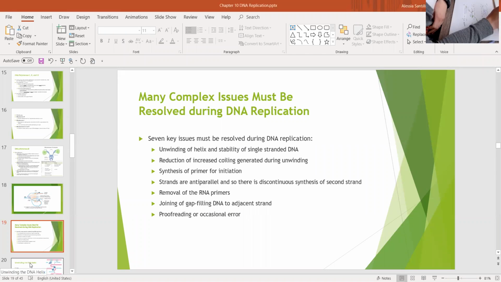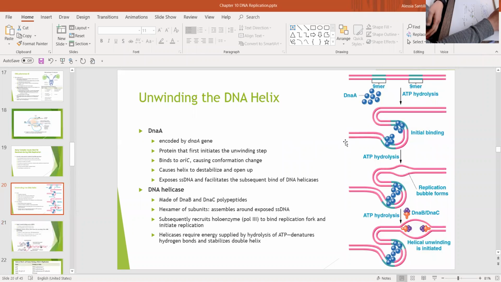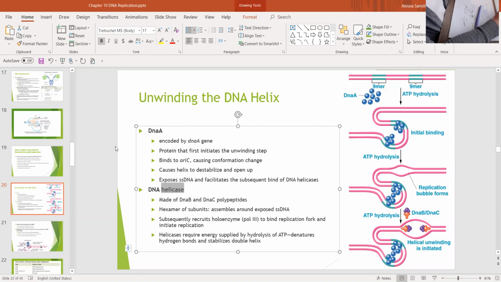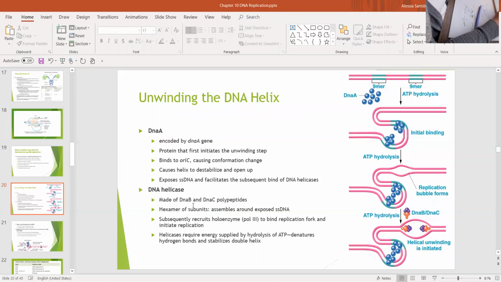Okay, so the first issue that has to be resolved for DNA replication to occur is that the DNA needs to be separated, right? So we need to unwind the DNA helix. The 2 strands you have in your typical double-stranded DNA have to be completely separated. And this happens through enzymes that we call DNA helicases.